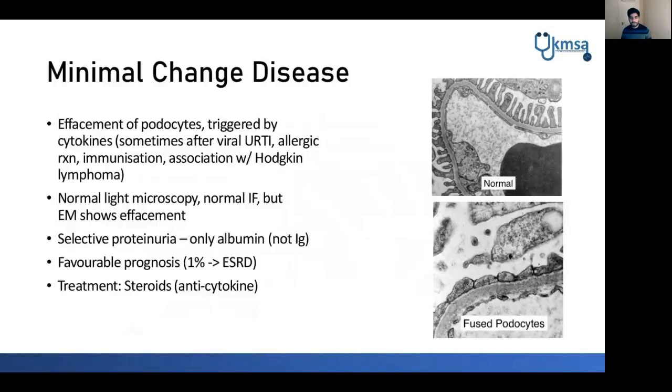It's only when you get down to the detail of electron microscopy that you start to see this effacement of the podocytes. So you see in the top image that there's tall, regular-looking podocytes on the epithelium. On the bottom image, you see they're all sloughed off and flat. So this causes release of the proteins and the massive proteinuria. The good thing about this disease is that it's really steroid responsive, and that it has a favorable prognosis. Usually patients do really well after this.